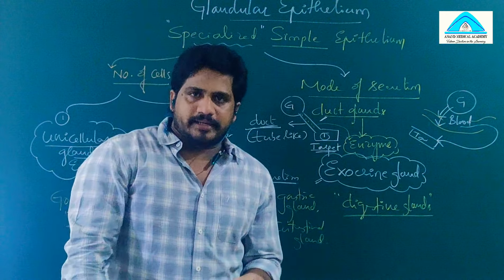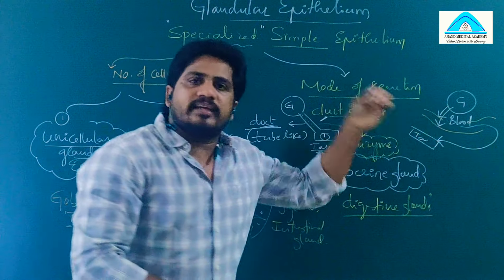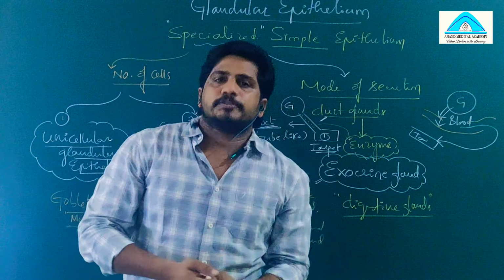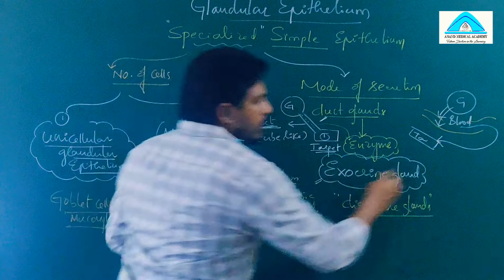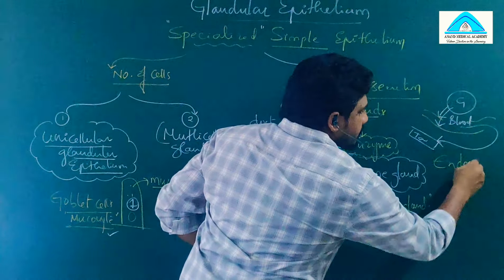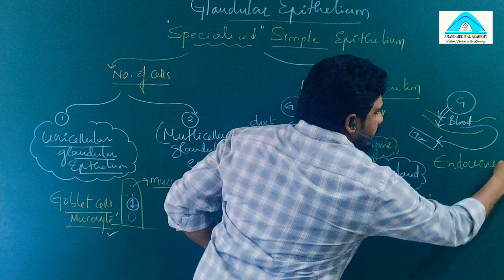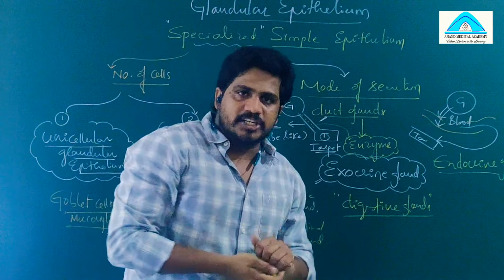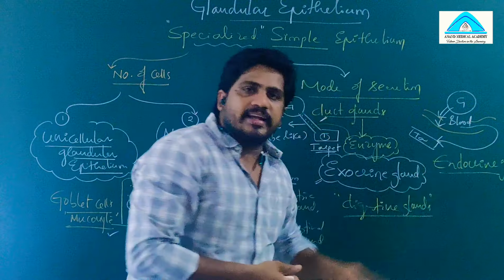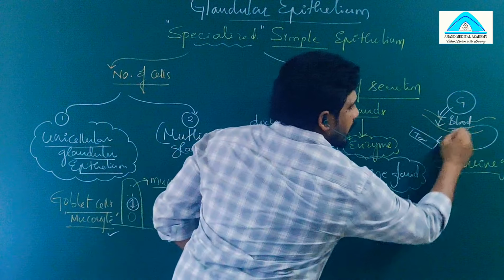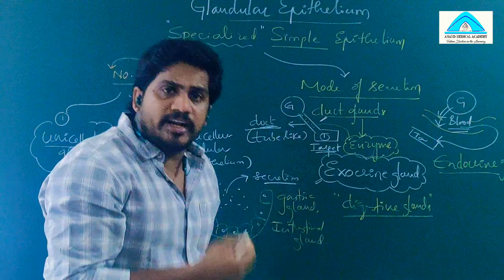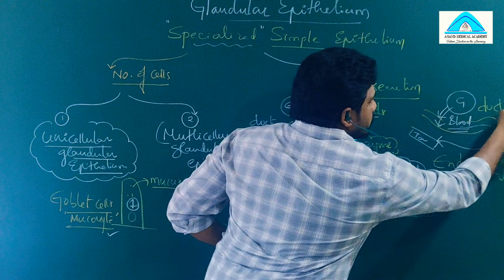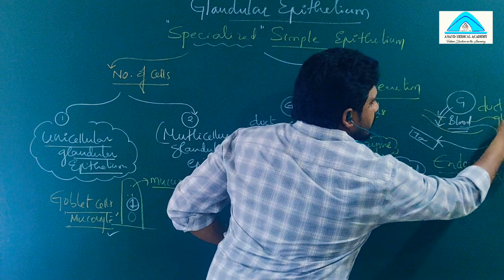Here blood acts as a mediator. A gland secretes its chemicals into the blood, and travelling along with the blood they reach their respective targets. Such types of glands are called endocrine glands. Here endo means what? Inside. Crine means what? Secretion. So the gland secretes inside. Inside whom? Inside the blood. That's why they are called endocrine glands. They are also called ductless glands. They do not have a duct, so they are called ductless glands.